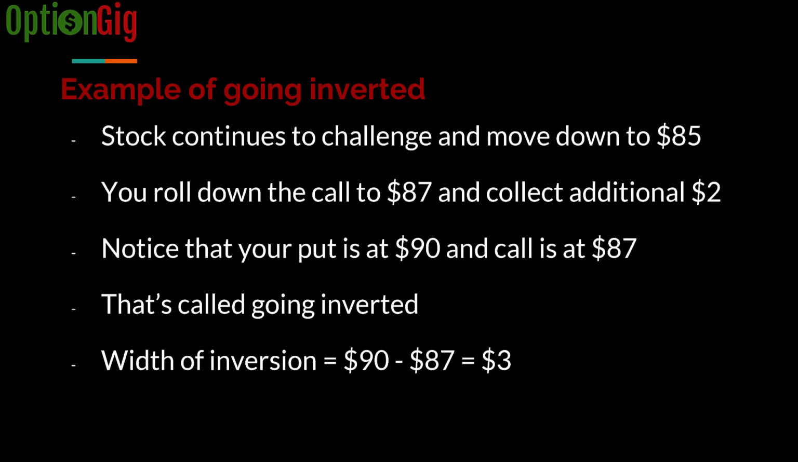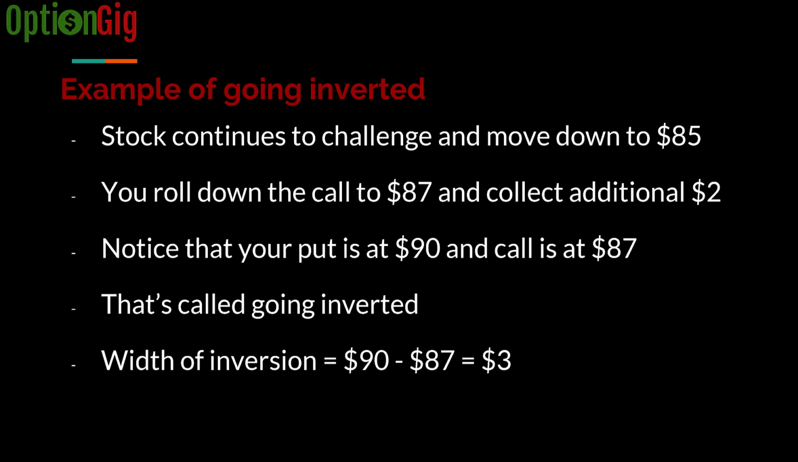Now comes the example of going inverted. So that was technique number 2. Let's say the stock continues to challenge, and now from 90 it has gone down to 85. Now your stock is lower than your short put. So what do you do? You could roll down your call to 87. Either you could do it directly to 87.